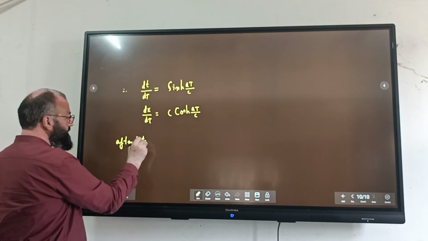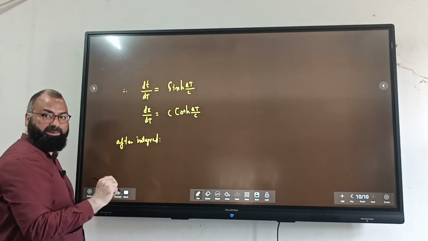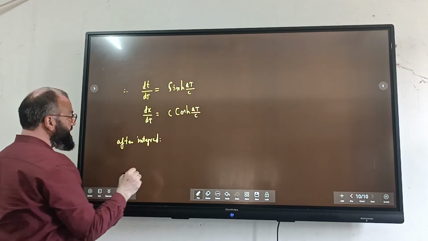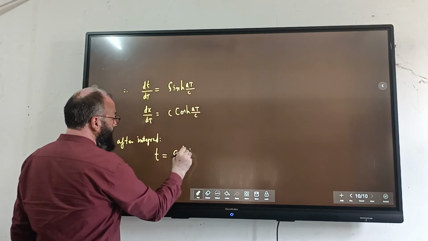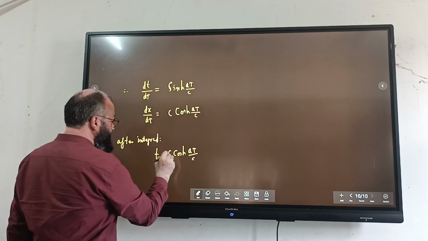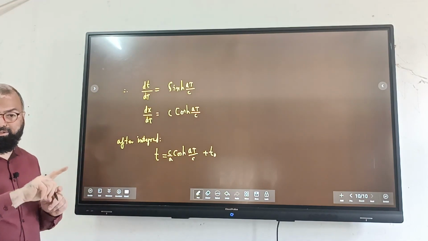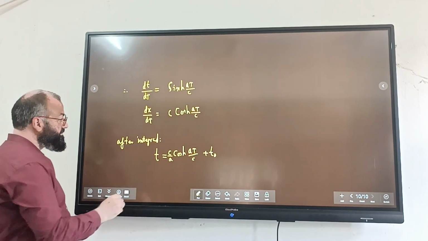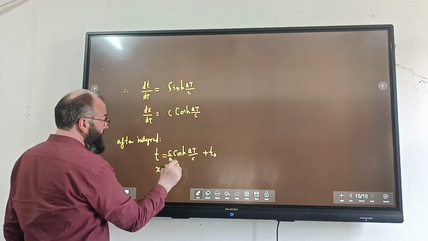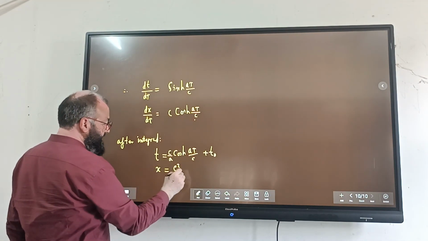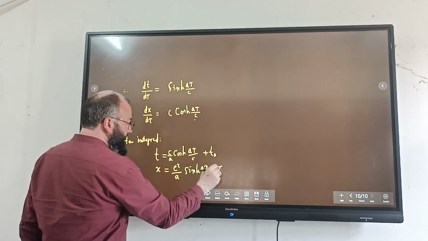After integration, t is equal to, what is the integration of sinh? It will be cosh. Clear? So t is equal to cosh A tau by C, and here it will be C by A, plus some initial time t naught. T naught is actually the coordinate time. Clear? Okay. So x will be simply equal to c square by a, sinh A tau by C plus some x naught.